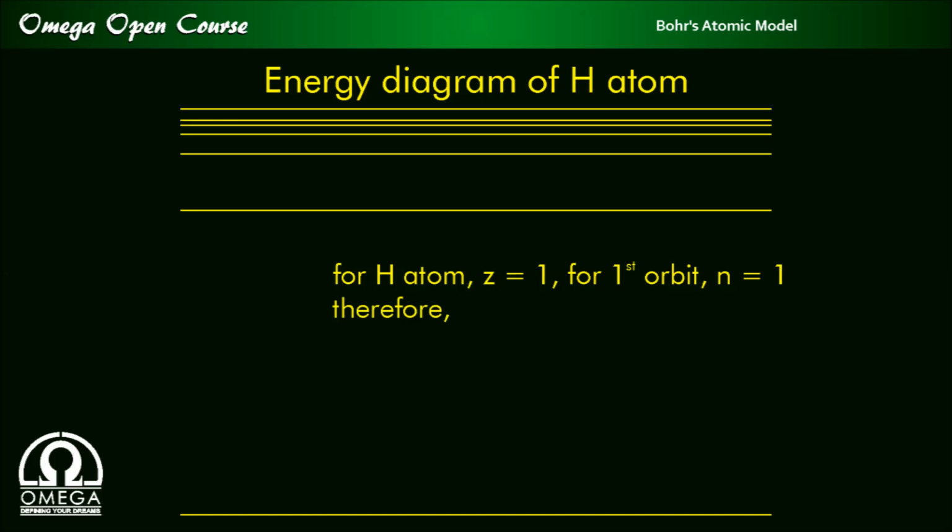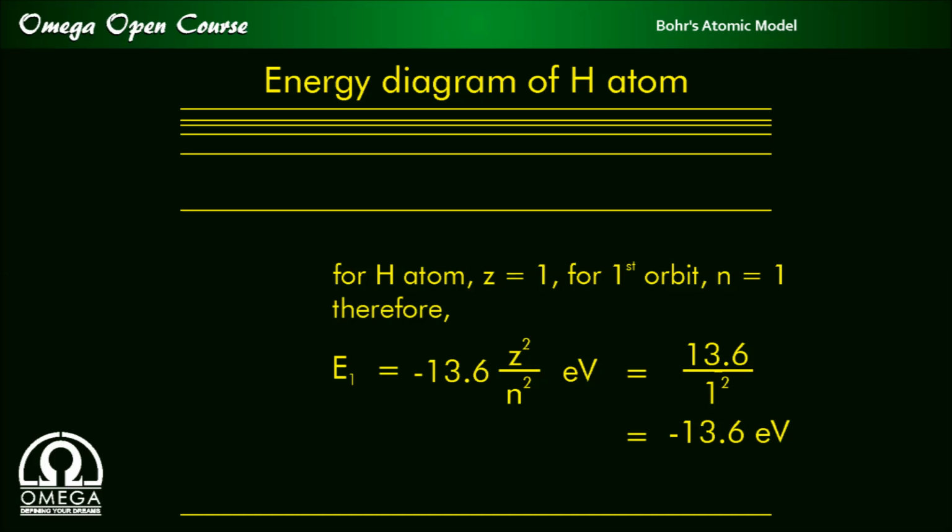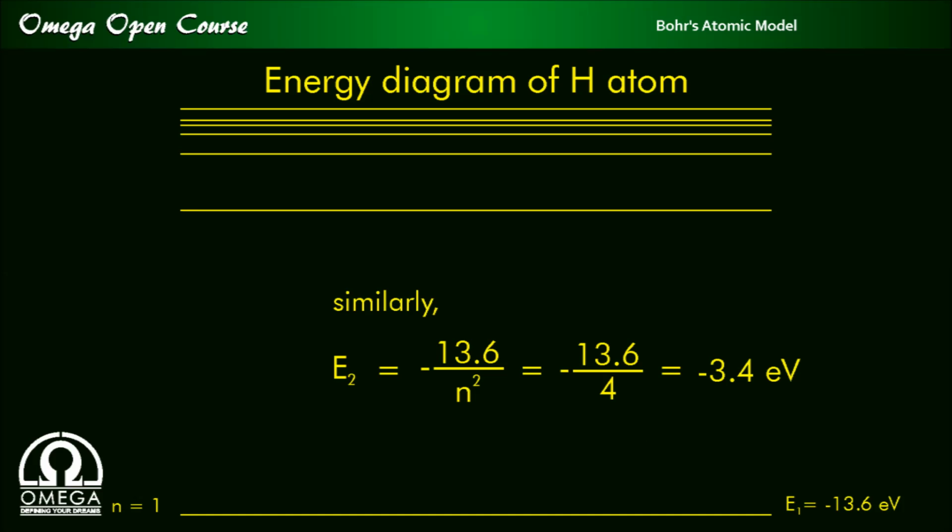Now let's take the example of hydrogen atom. We are going to calculate the energy of electron in different orbits. For first orbit, n is equal to 1. Therefore, E1, that is energy of electron in first orbit, is minus 13.6 Z square by n square electron volt. Here Z is equal to 1 and n is also equal to 1. Hence, E1 is equal to minus 13.6 electron volts. Similarly, E2, that is total energy of electron in second orbit of H atom, is equal to minus 13.6 by 4 is equal to minus 3.4 electron volt.